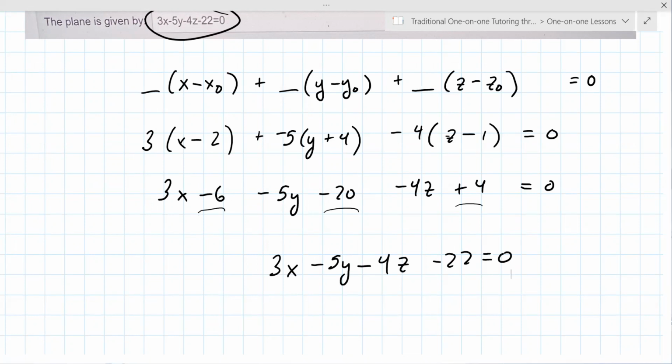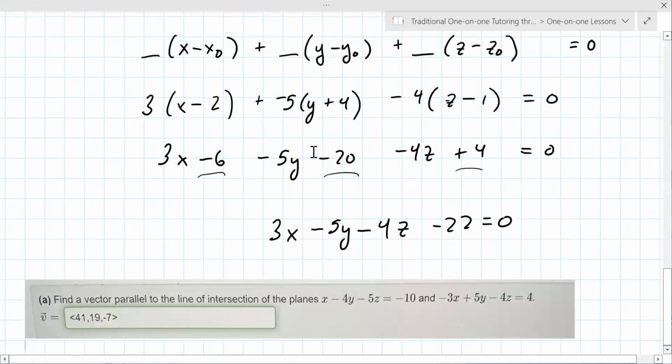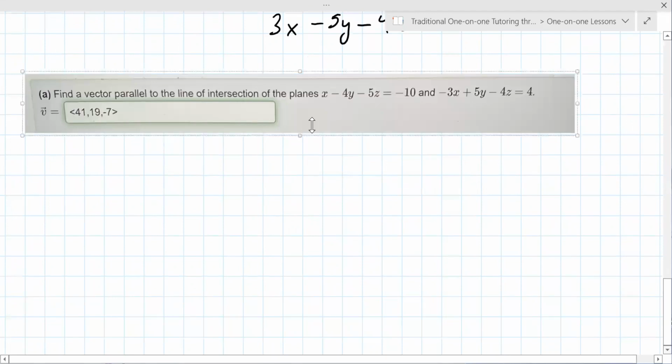I do have another question like this. It's a little bit more complicated, but this is a good starting point. Actually, we'll just do part A. Find a vector parallel to the line of intersection of the planes x minus 4y minus 5z equals 10 and 3x plus 5y minus 4z equals 4. Parallel to the line of intersection.